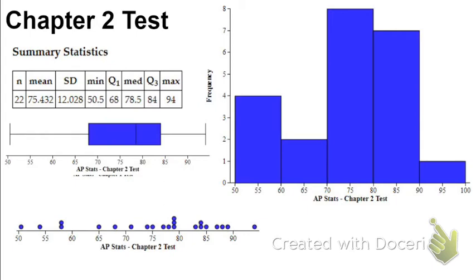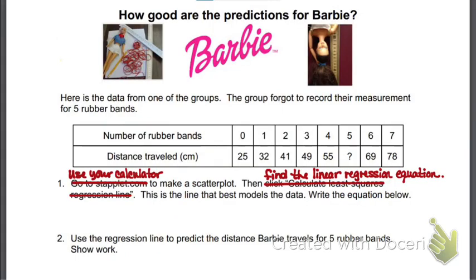We are not going to get through everything that we're starting right now, but I do want to go ahead and get started on this next piece in your packet. So we're going to be on page 7. So back to Barbie and the rubber bands. The data from one of our groups is here in this table. If you will notice, they forgot to collect data for 5 rubber bands. I actually noticed as we were doing this around the room that there was one group that said, oh shoot, we forgot to get this one. So this is definitely believable that you left one out.